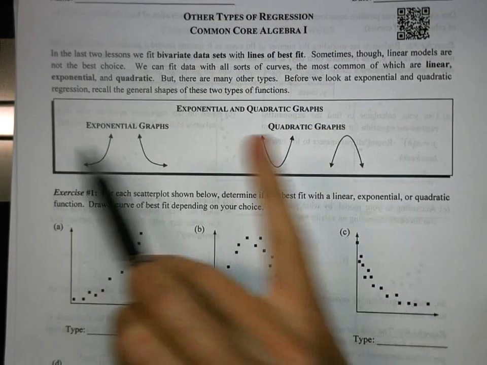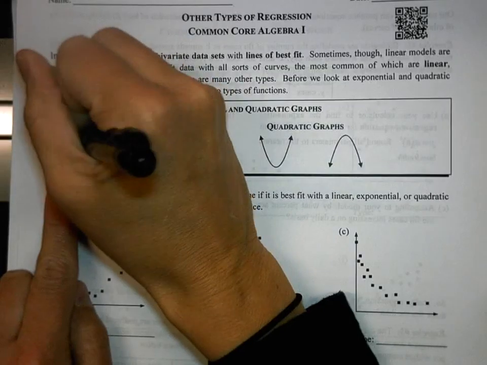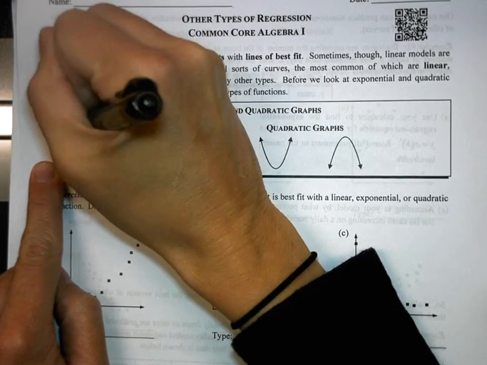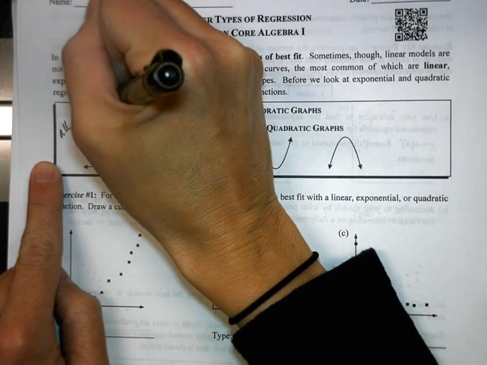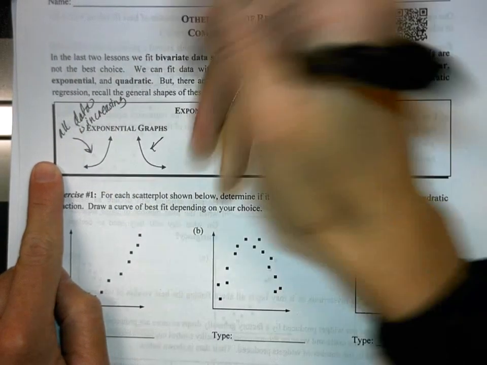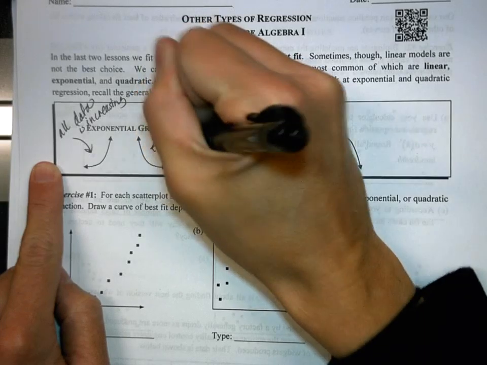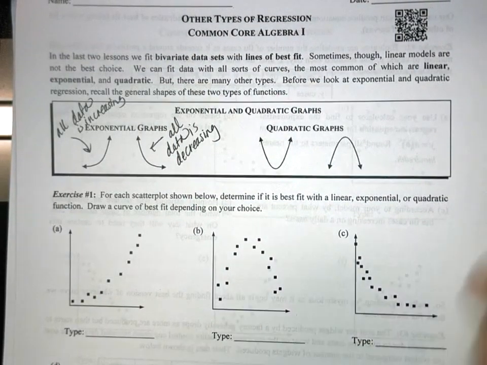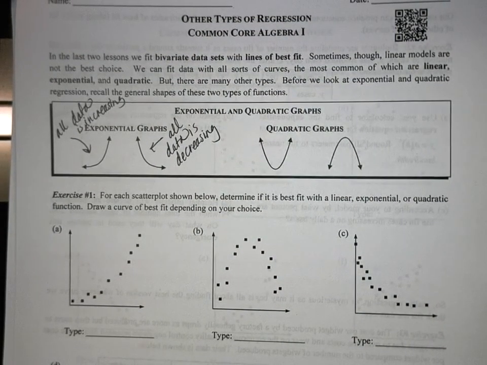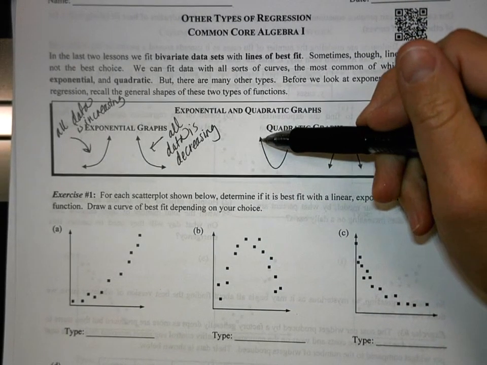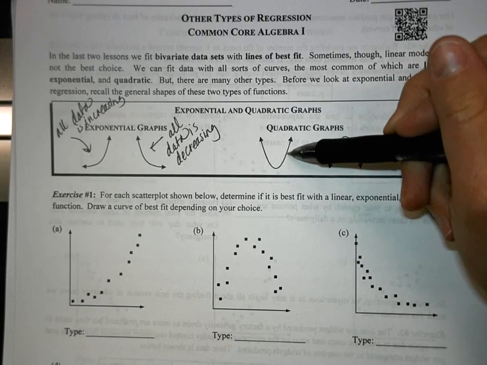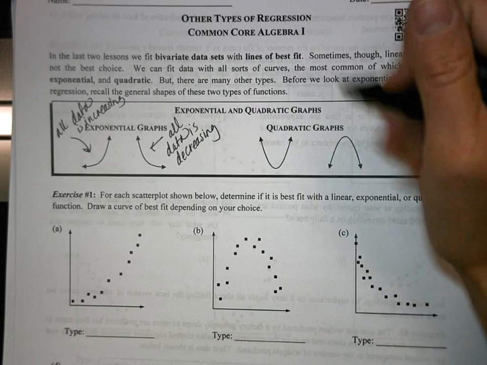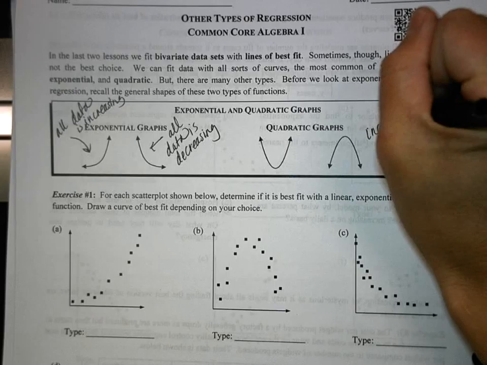So remember with exponential graphs, for instance on this graph right here, all of the data is increasing. So I'm just going to put here, all data is increasing, which means on this one, all the data is what? Good. All data is decreasing. And then it's usually at a very high rate, okay? Quadratic graphs, if you notice, this one is going from decreasing and then it changes to increasing. Or on this one, it's starting and it's increasing and then it changes to decreasing. So quadratic graphs always increase and decrease.